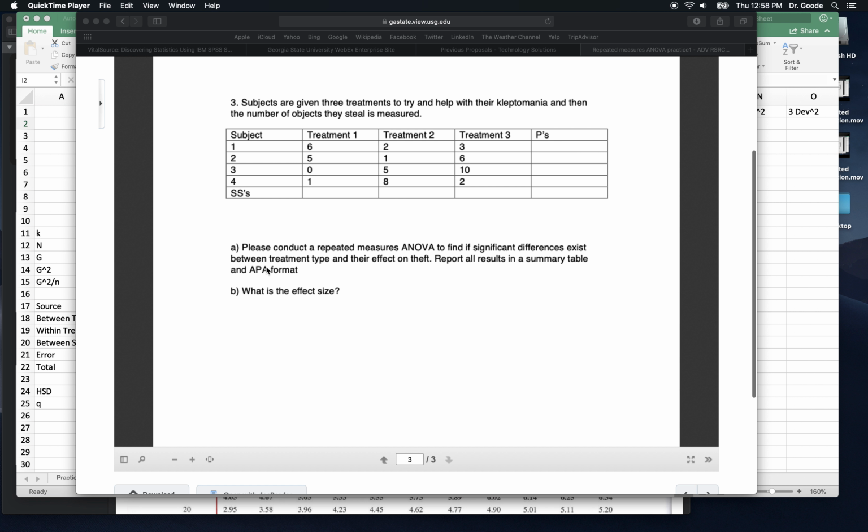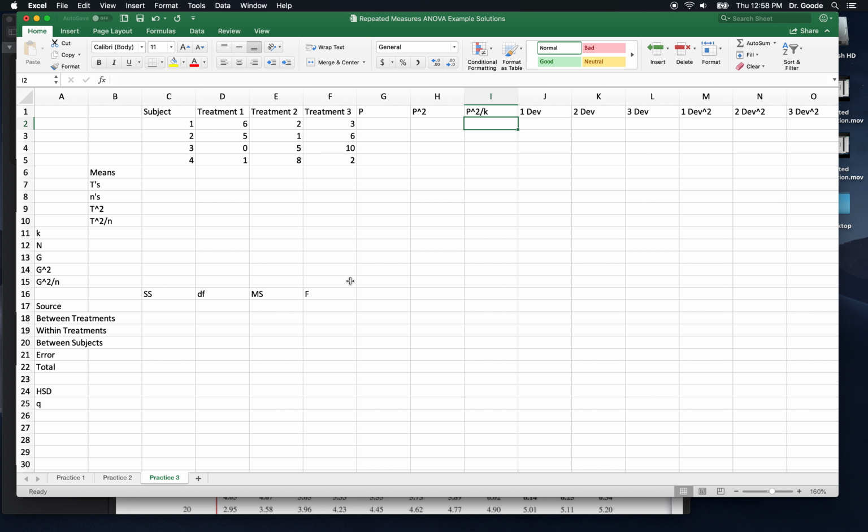This is a solution to repeated measures ANOVA practice problem number 3. So here, subjects are given 3 treatments to try to help with their kleptomania, and then they measure the number of objects that they steal. So I've copied these data into this Excel sheet. We'll do a repeated measures ANOVA.